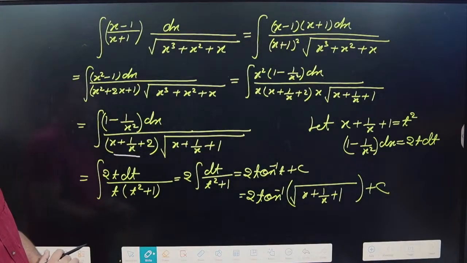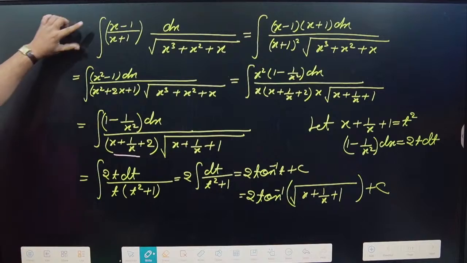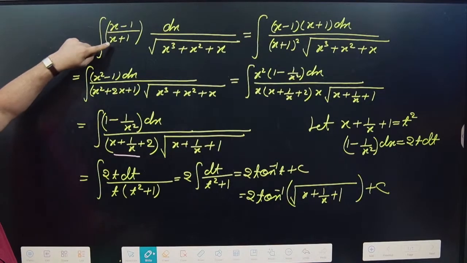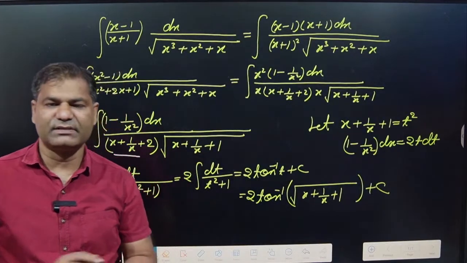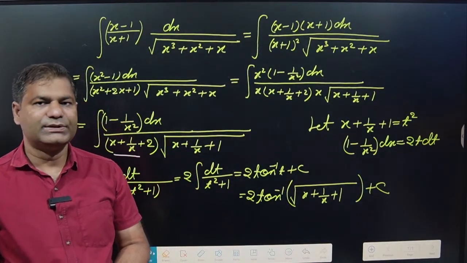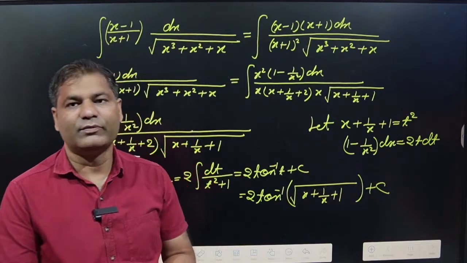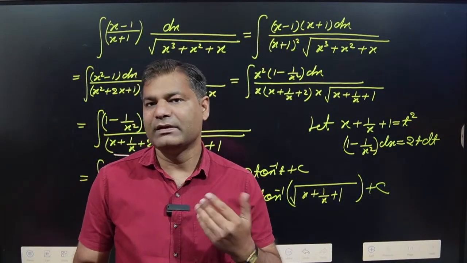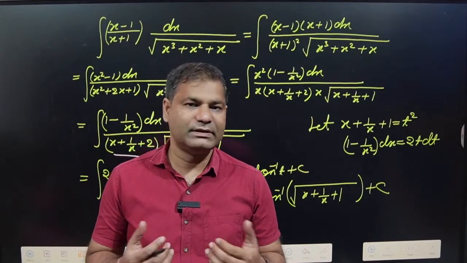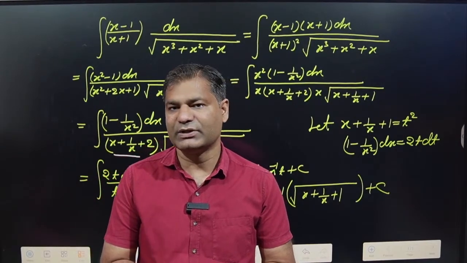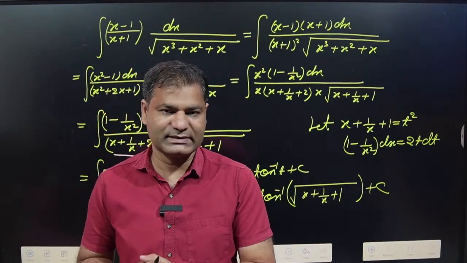Now, I will explain again. Integration of (x minus 1) upon (x plus 1) dx divided by the square root of (x cube plus x square plus x) is given. How can we solve it? Simply, we want even powers in the numerator and denominator. Then we can evaluate it corresponding to x plus 1 upon x is t, or x minus 1 upon x is t.